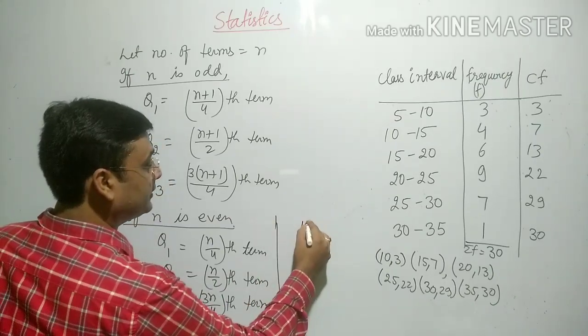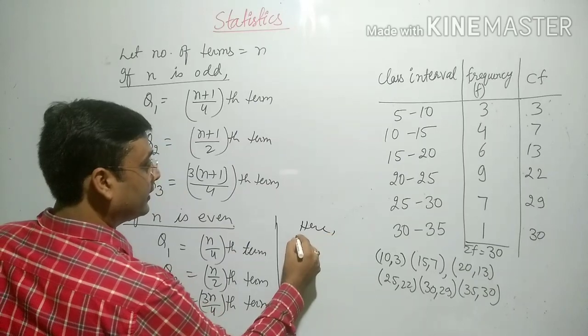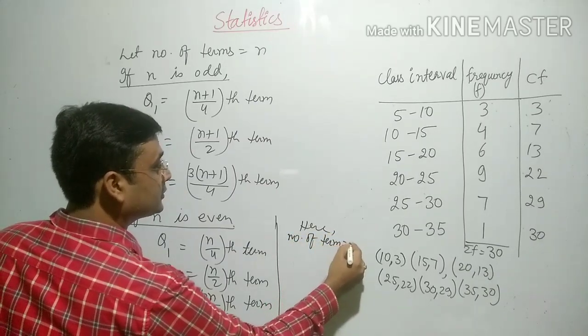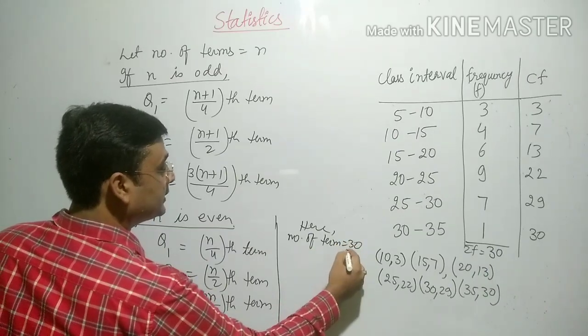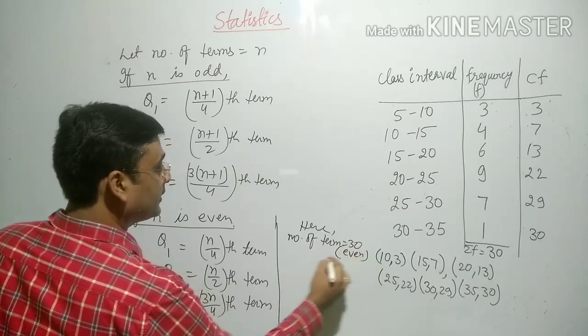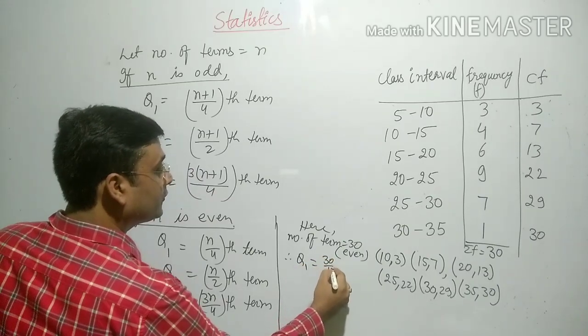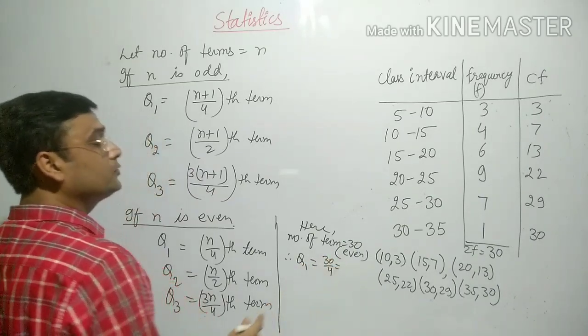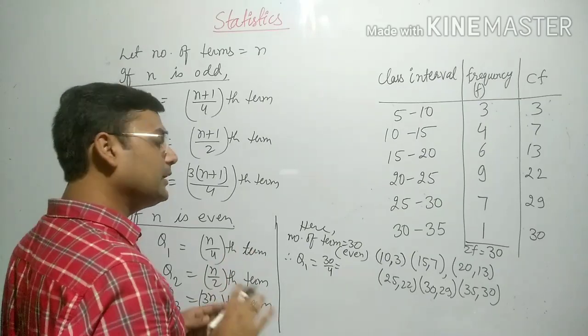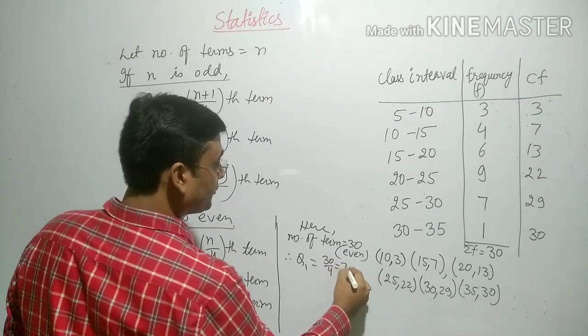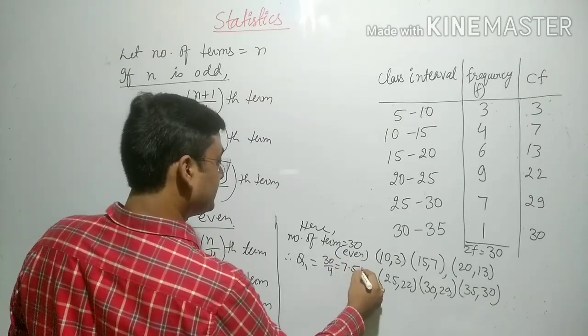In this question, the number of terms is equal to 30, which is even. Therefore Q1 will be 30/4. Whenever we do 30/4, we will find a decimal, but there is no problem, we will take it as it is. It will be the 7.5th term.